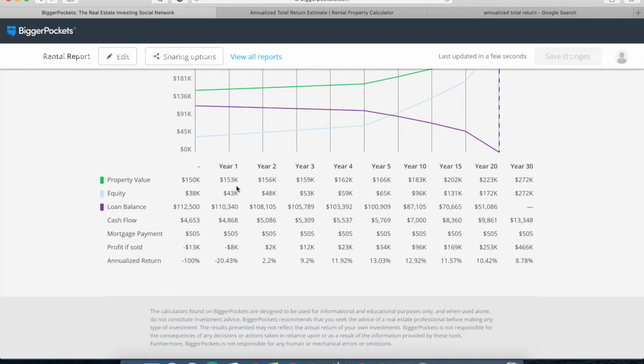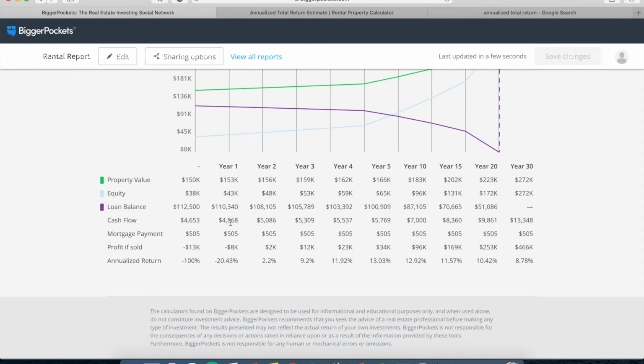So now to year 1, the property value that the BiggerPockets calculator has calculated is $153,000. Now that would be the property value exactly 1 year after purchasing the property if the appreciation was 2%, which is the value we chose to use for this calculation. So based off of this number alone and the values for the equity and loan balance, again, when they say year 1, these values match up with exactly 1 year after purchasing the property.